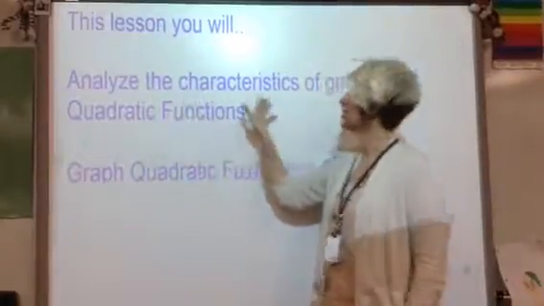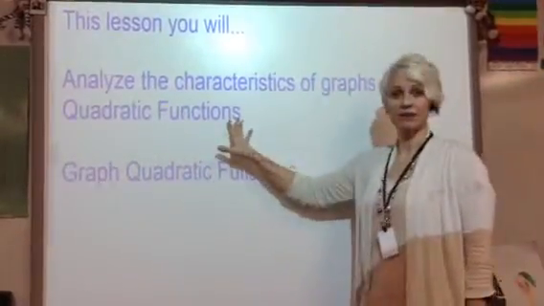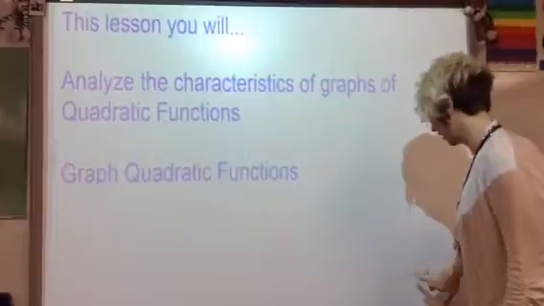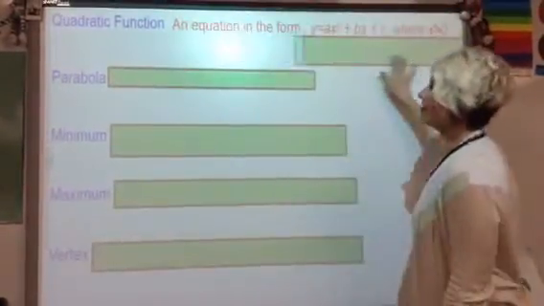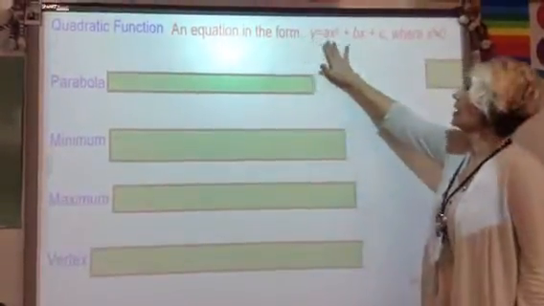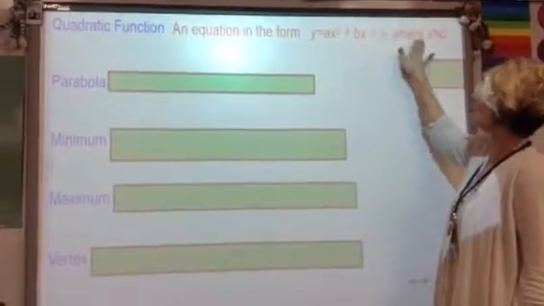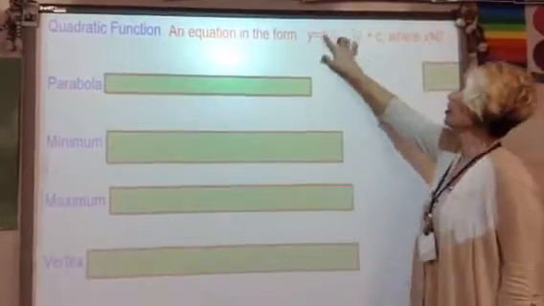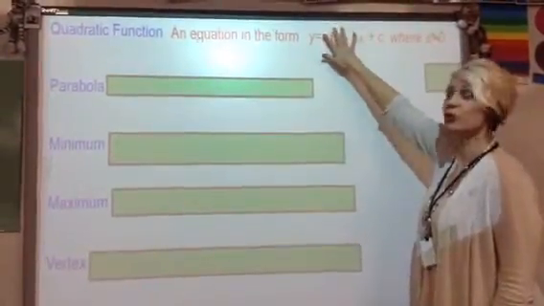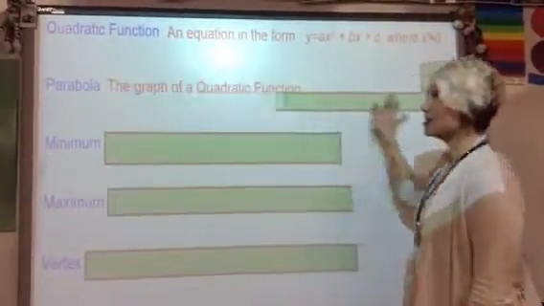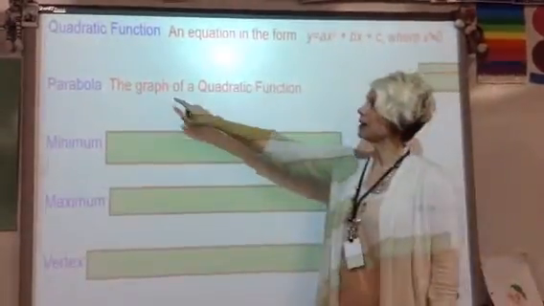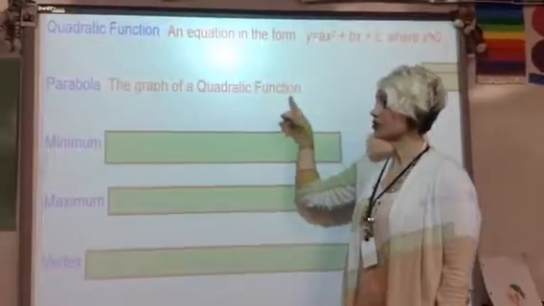In this lesson, you will analyze the characteristics of graphs of quadratic functions and we'll be able to graph some quadratic functions. So what is a quadratic function? It is an equation in the form y equals ax squared plus bx plus c where a is not 0. You're going to notice it has that power of 2, which means that the graph is going to be a parabola. A parabola is a graph of a quadratic function.